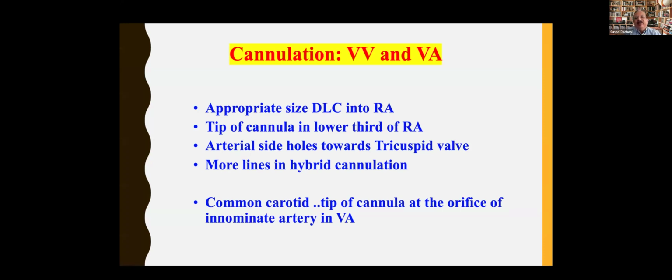In hybrid cannulation, you will be needing more blood. This is when the amount of blood going through venous circulation is not sufficient to provide enough oxygenation to the patient, and you need more blood. Then you resort to hybrid cannulation. Just as a point of note, in veno-arterial cannula, the tip lies at the common carotid artery and the orifice of the innominate artery. So this is only for children less than 2 years of age, or less than 10 kilos of body weight.